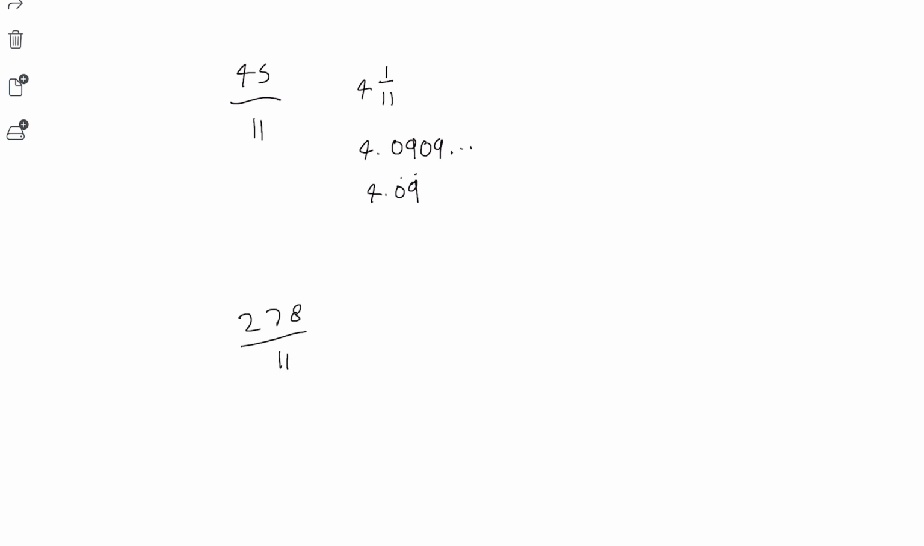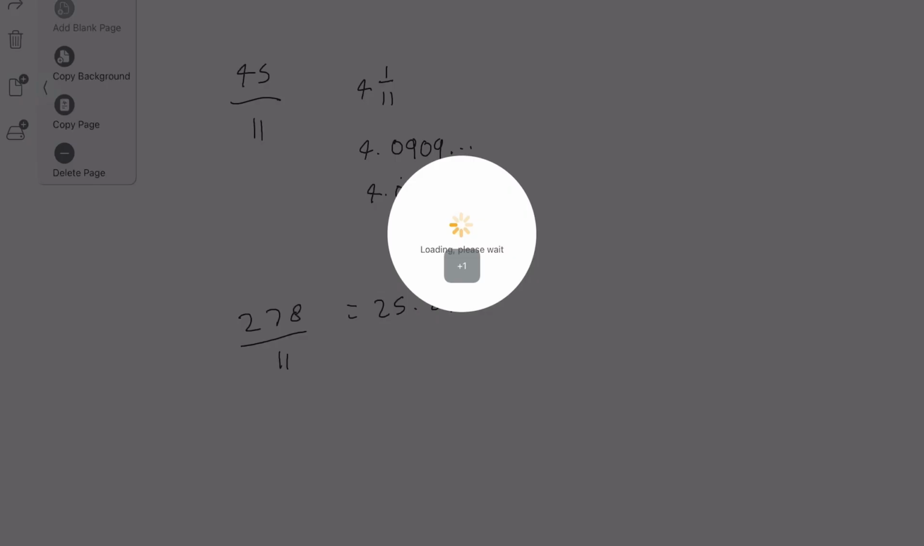278 over 11. How would you go about doing that? Pause the video if you need to. So 11 times 25 would be 275, 3 left over. What happens when it's 3 left over? The pattern is 27 recurring. It's that simple. We'll do 2 more for today.